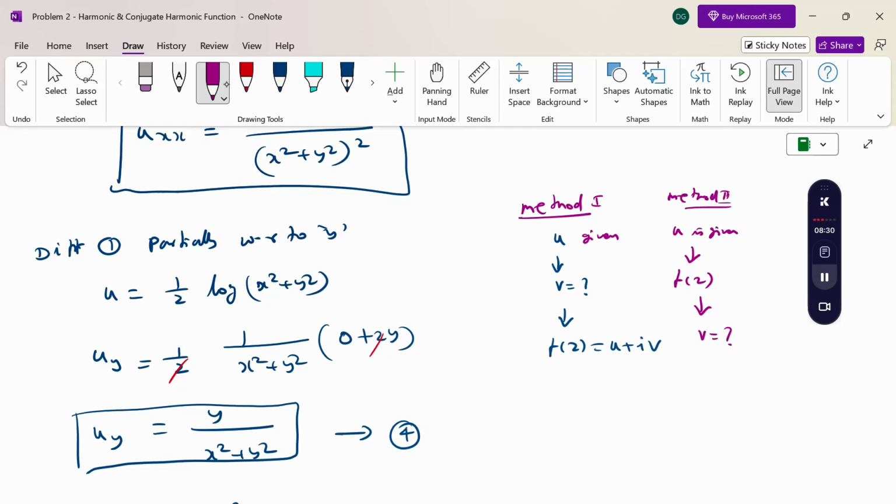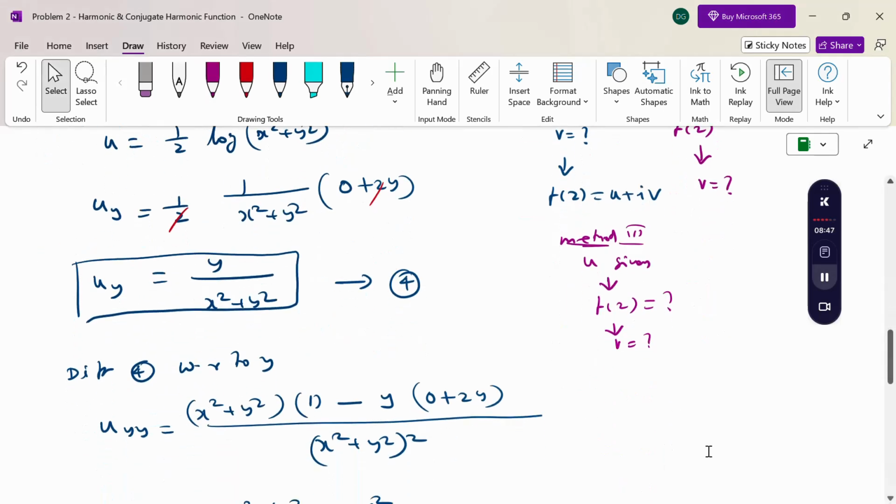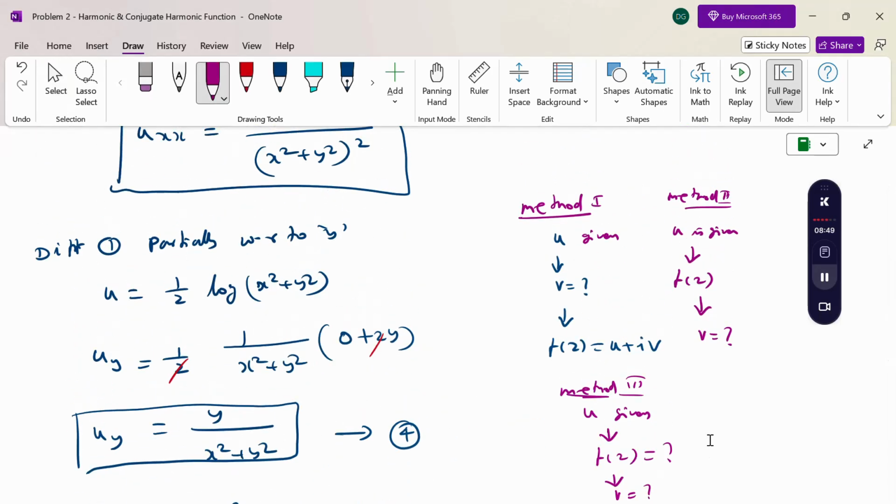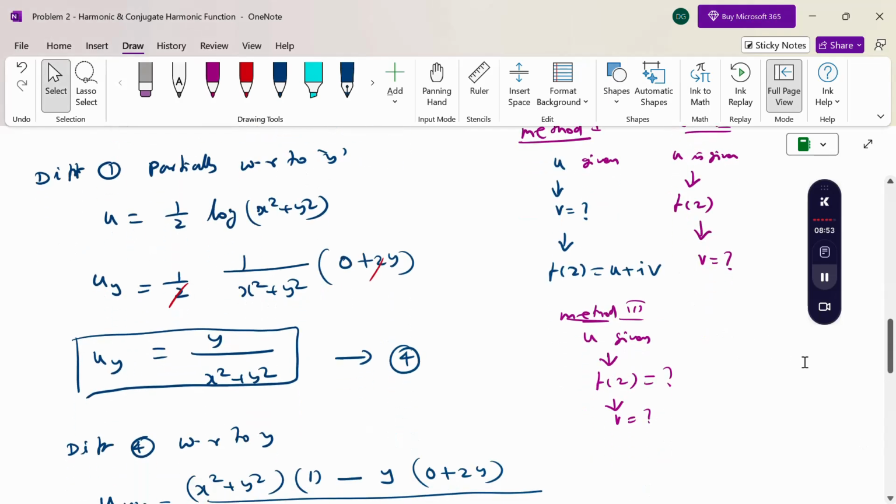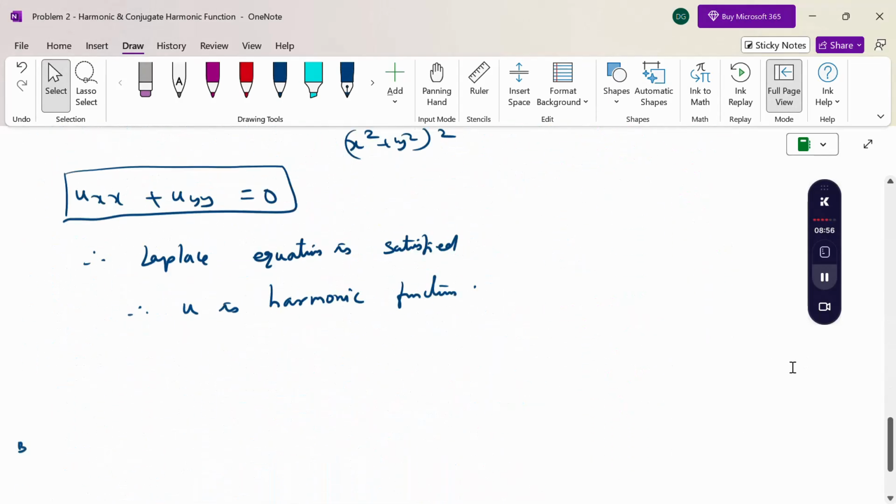And method 3: u is given, now find f of z, find v. So this is a separate formula. This f of z has a separate formula, then v is calculated by a separate formula. Now I am going to apply method 2. What is method 2? u is given. First find f of z. How to find f of z?